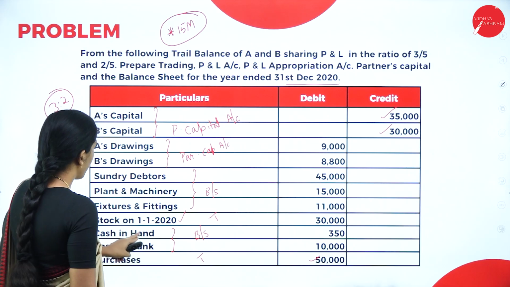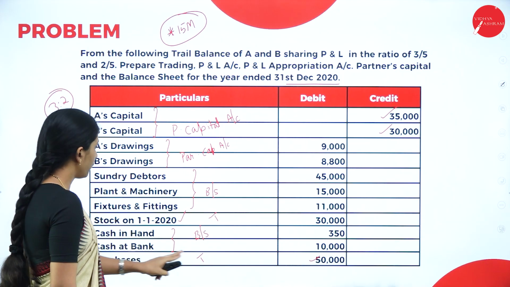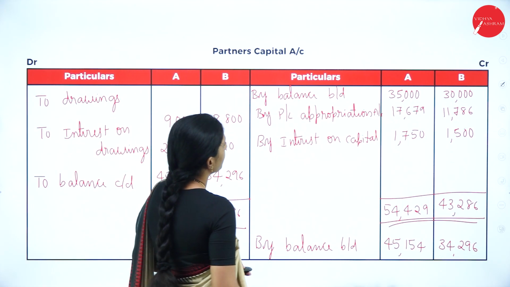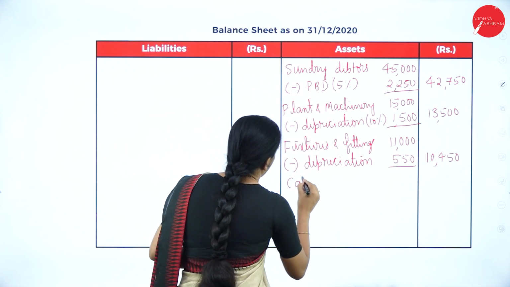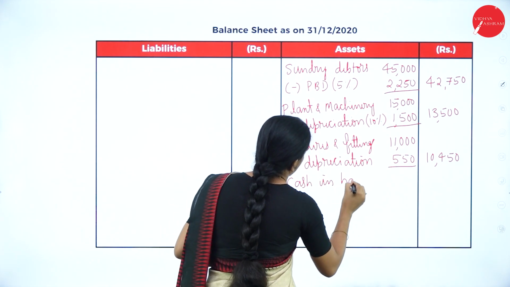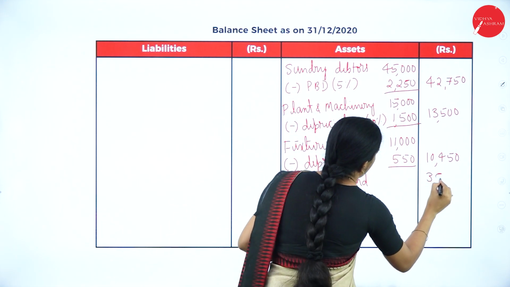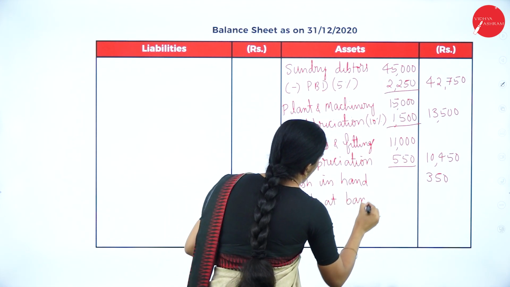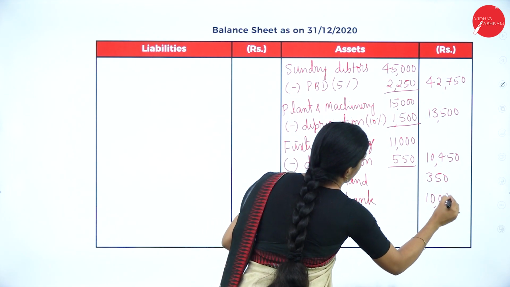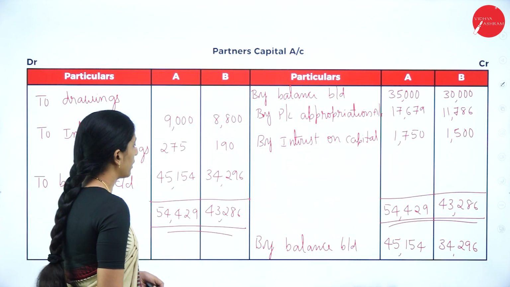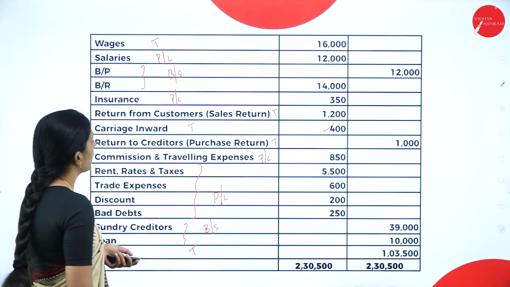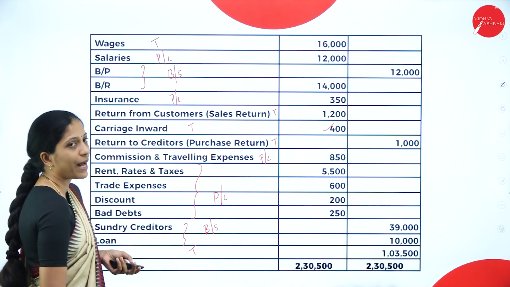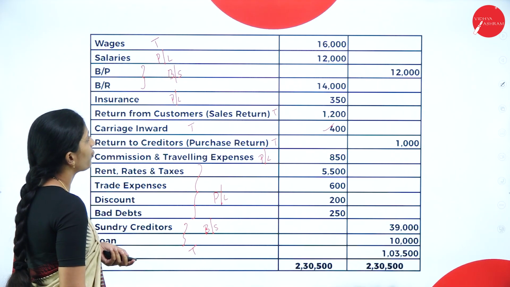Now coming to the next one after fixtures and fittings: we have cash in hand and cash at bank, 350 and 10,000. Cash in hand, that is 350. Cash at bank, it was 10,000. After that, purchases is for the trading account. Next in the balance sheet are bills payable and bills receivable. Bills payable was 12,000 and bills receivable was 14,000.